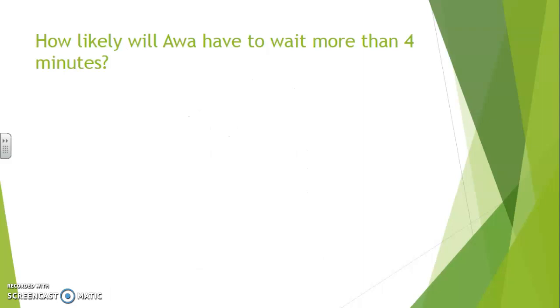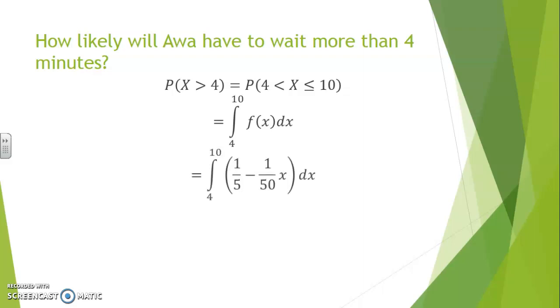How likely will Awa have to wait more than 4 minutes? This probability can be calculated by integrating between 4 and 10, 10 being the end of the domain for the support. The area underneath the curve between 4 and 10 will provide us with the probability that this event will be realized, in this case 36%.